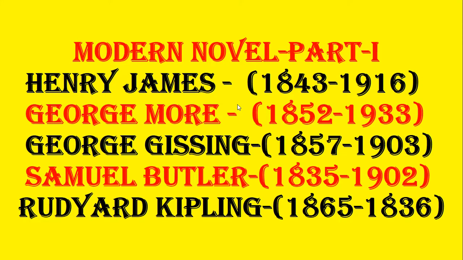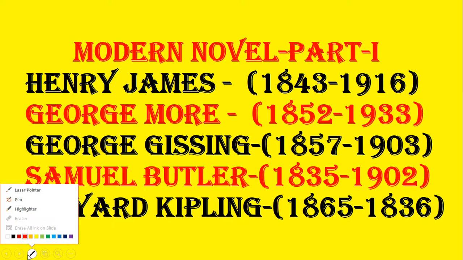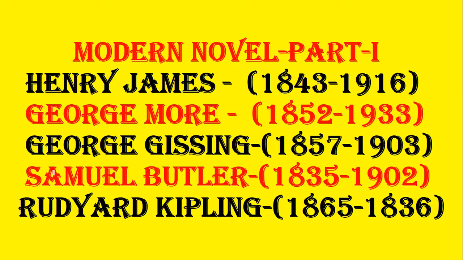So today we will discuss modern novelists and the characteristics of the modern novel. Mainly the great novelists of the modern age are Henry James, George Moore, George Gissing, Samuel Butler, and Rudyard Kipling. Now we'll discuss these novelists one by one.